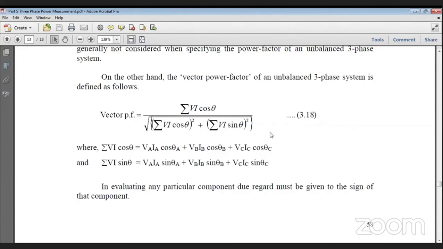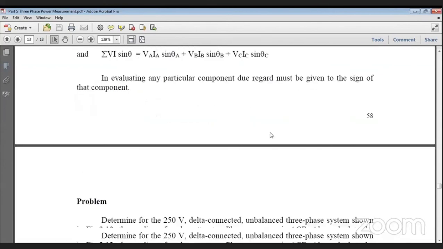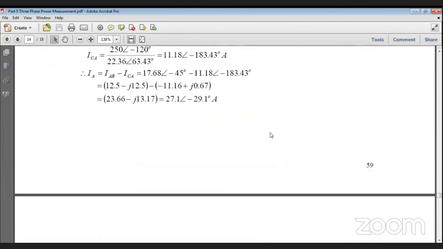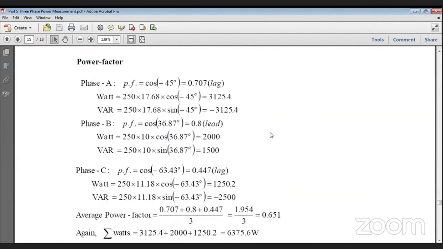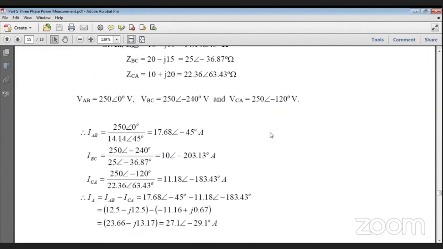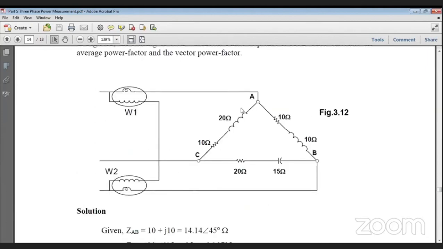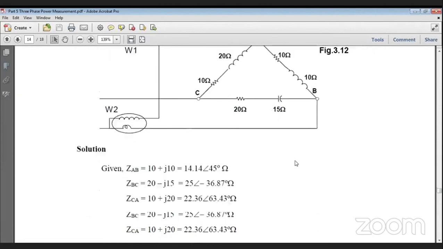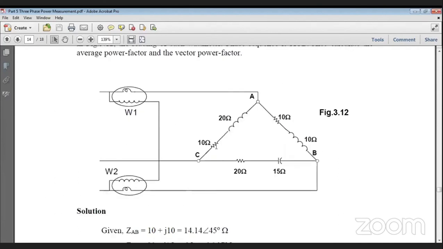So let me show you one more problem which will be easy for you to understand. Oh no, this one, sorry. So this is a delta connected load given, and the question is asking, what is the vector power factor for this one? Well, the answer is very simple. Because it is a delta connection, you know the 3 line voltages which are across the 3 phases. Calculate individual phase active power and reactive power.